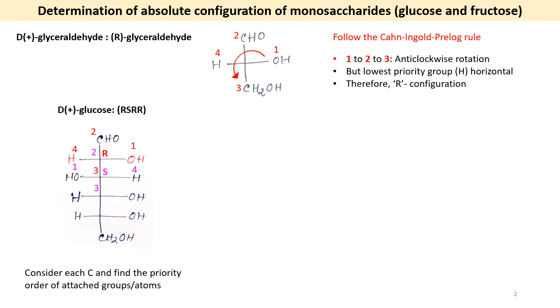Similarly, if you look at C4 and look at the substituents and their priority order, you will find that it will again be R. Similarly, C5 will also be R. Okay. So D-glucose has the configuration of C2 R, C3 S, C4 R, C5 R. So we are considering each carbon, finding the priority order of the attached groups and atoms, and then we are designating the absolute configuration of that particular chiral center, right?